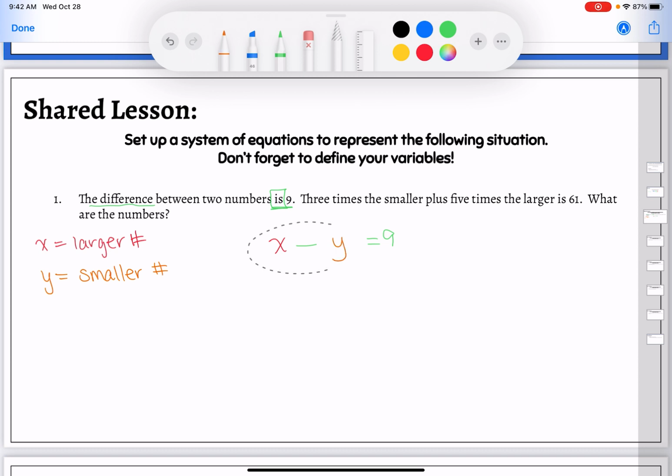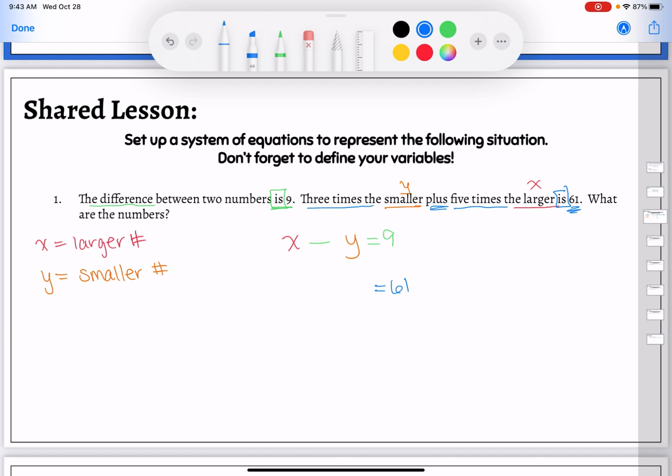Okay, so my first equation for my first sentence there, x minus y equals 9. The difference between these two numbers is 9. All right, now my second sentence says 3 times the smaller number, smaller was y, right? I like to kind of write it down, plus 5 times the larger number, that was x, is 61. There's my important word is, right? So in this equation, it's going to equal 61.